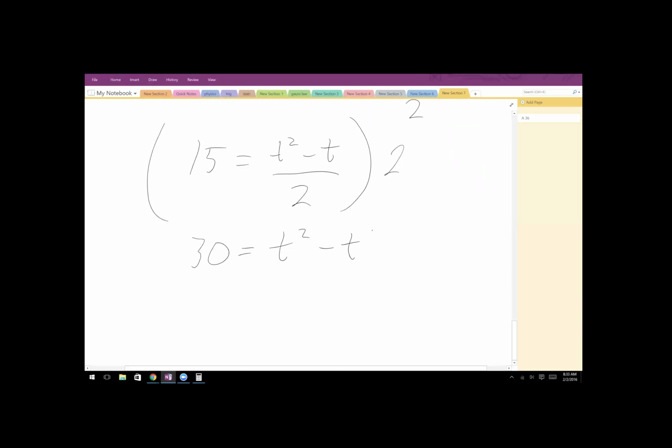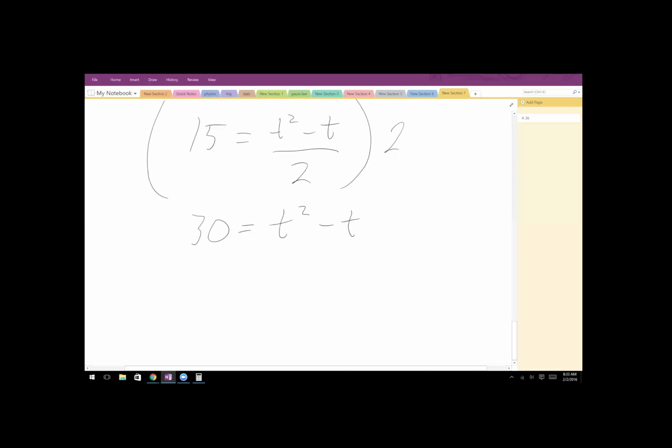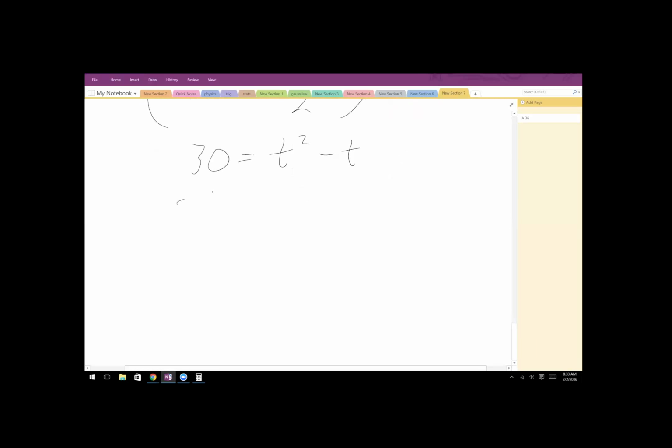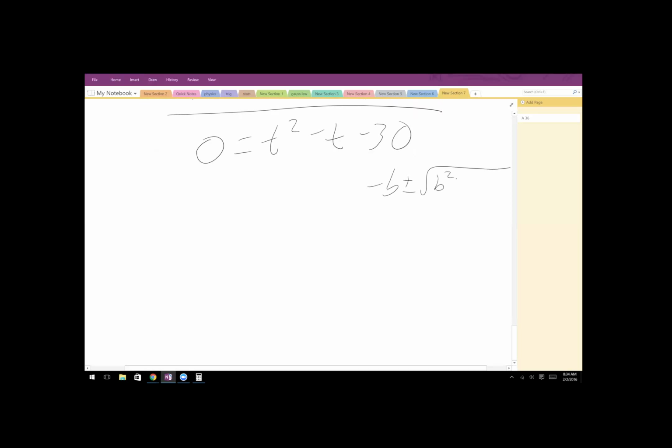So if I've got a quadratic, if I want to use the formula, what's the first thing I got to do? Yeah, I got to get one side equal to 0. So move the 30 over. So we got 0 is t squared minus t minus 30. Now, remember I got negative b plus or minus square root b squared minus 4ac over 2a.